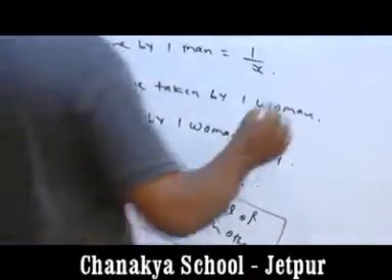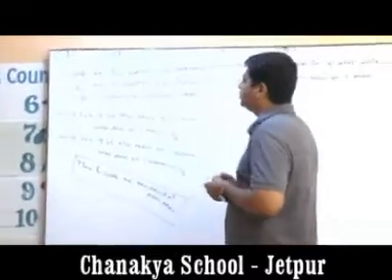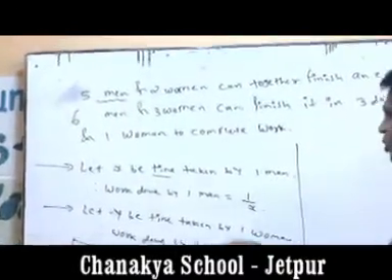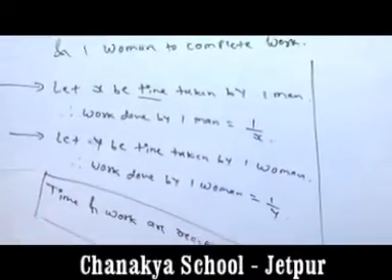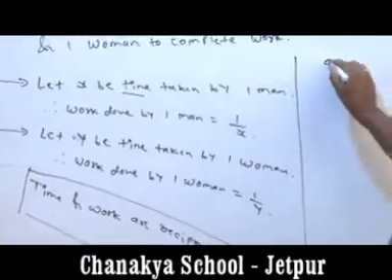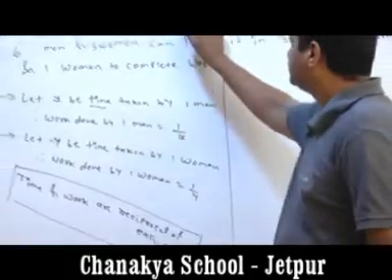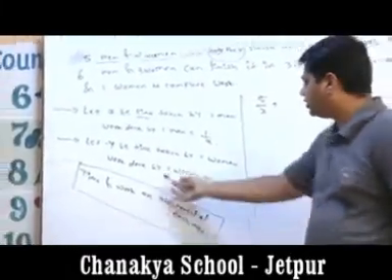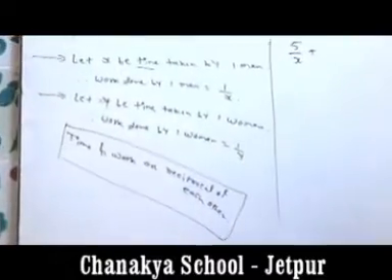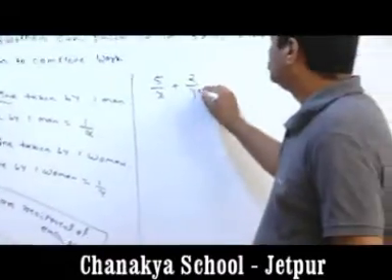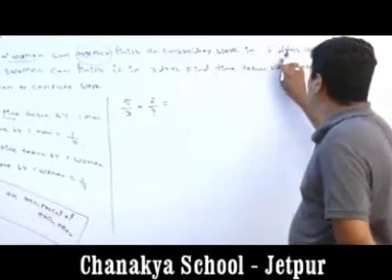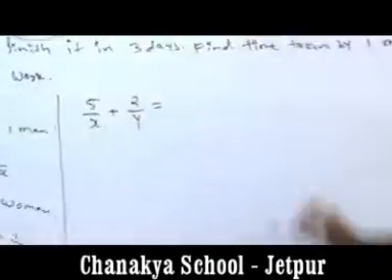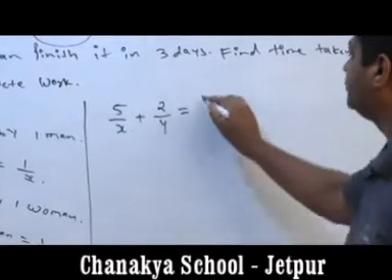Okay students, now interpreting the question. Here the question starts with 5 men. Work done by 1 man is 1 by x, therefore work done by 5 men will be 5 by x, plus together, we add 2 women. Work done by 1 woman is 1 by y, therefore work done by 2 women equals 2 by y, equal to, they are going to complete their work in 4 days. Now we convert 4 days into work, that is 1 by 4.